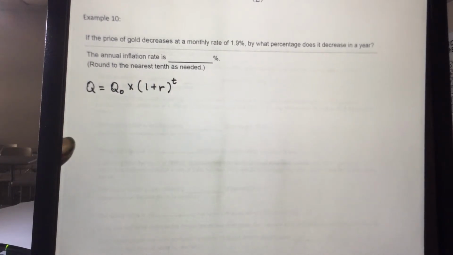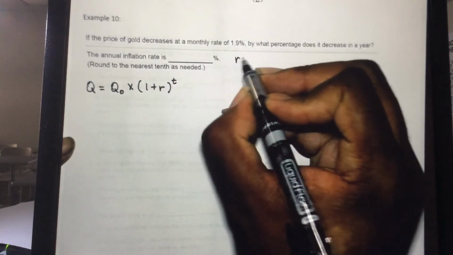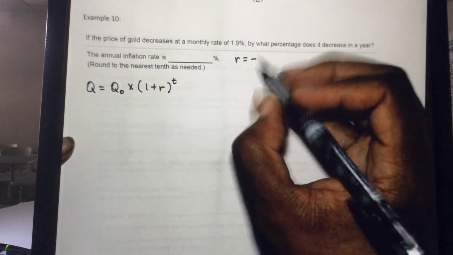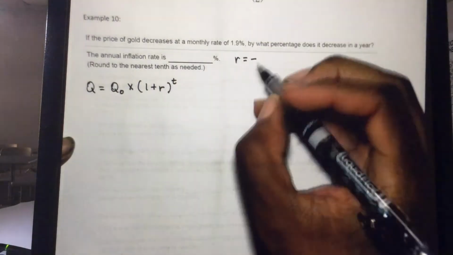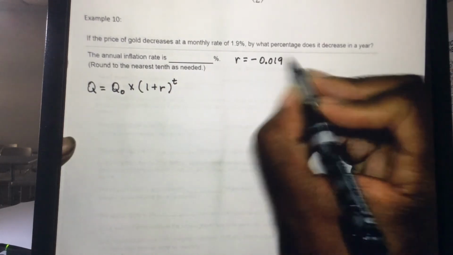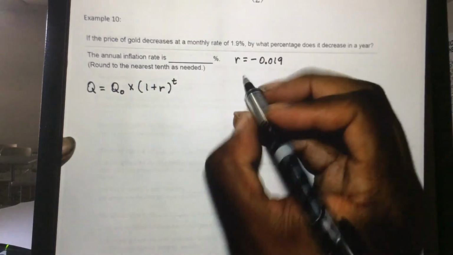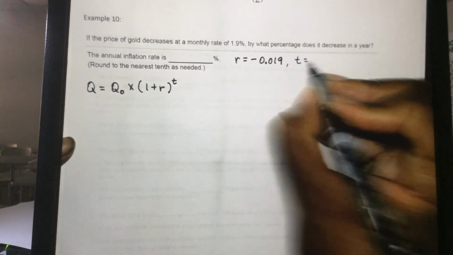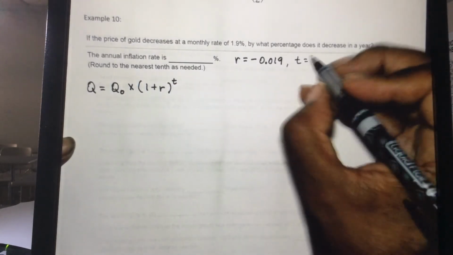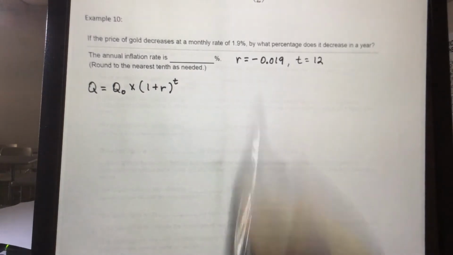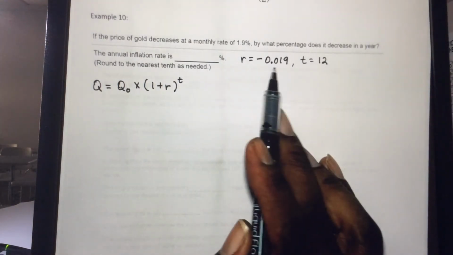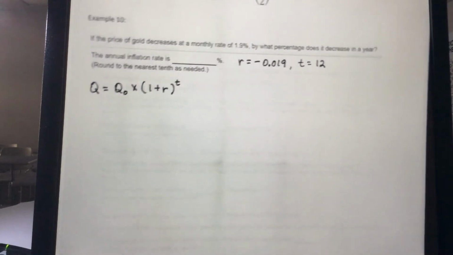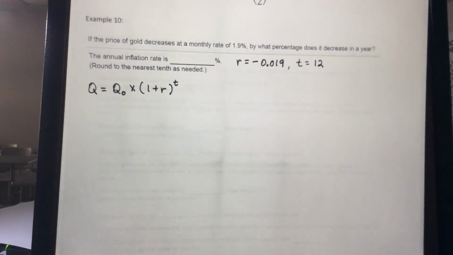Well, it's decreasing at a monthly rate of 1.9%. That means our R has to be a negative value. And then 1.9% as a decimal, 1.9 divided by 100, would be 0.019. If it's decreasing by a monthly rate, that means T, if it's in a year, how many months are there in a year? Has to be 12. Okay? Because keep in mind the R and the T, those values have to be consistent. If it's a monthly rate of negative 0.019, then the time has to be in months as well. So T has to be 12.